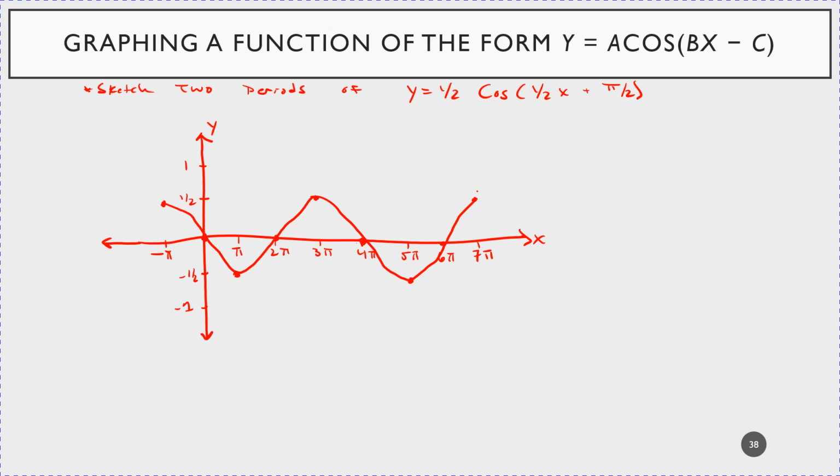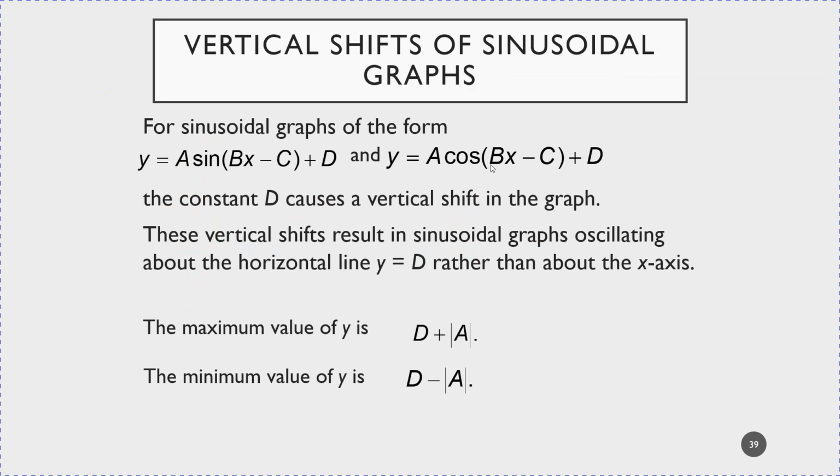Okay. One last quick thing to work through. And again, you're going to get a lot of opportunity to practice this stuff. But I just want to now really quickly talk about a vertical shift of sinusoidal graphs, for graphs of this form: y is equal to a times sine of bx minus c plus d, so you're adding some value here, or y is equal to a cosine of bx minus c plus d. Whenever you have a plus d on the outside, this constant d causes a vertical shift. So if it's positive, you're going to move the graph up. If d is negative, you're going to move the graph down. All it does is these vertical shifts result in sinusoidal graphs oscillating about the horizontal line y is equal to d rather than the x-axis. That's it. And so the maximum value is d plus the absolute value of a, and the minimum value is d minus the absolute value of a.